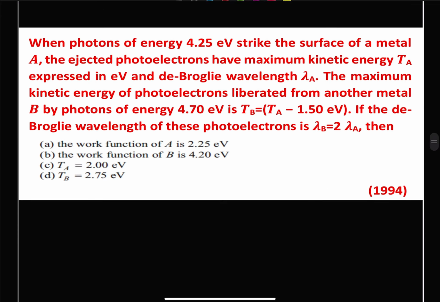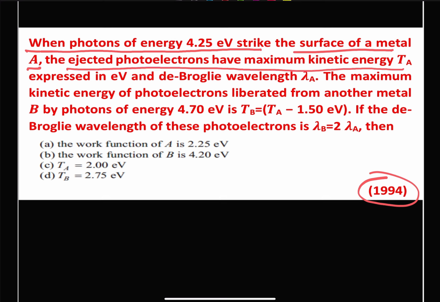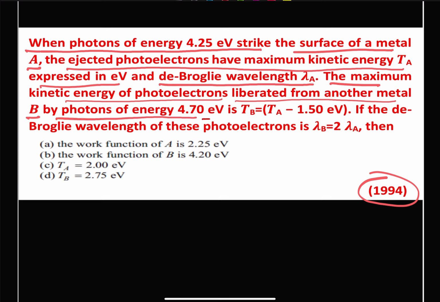Next question. It was asked in the year 1994 and it states that when photons of energy 4.25 electron volt strike the surface of metal A, the ejected photoelectrons have maximum kinetic energy Ta expressed in electron volt and De-Broglie wavelength as lambda A. The maximum kinetic energy of the photoelectrons liberated from another metal B by the photons of energy 4.70 electron volt is Tb is equal to Ta minus 1.50 electron volt.